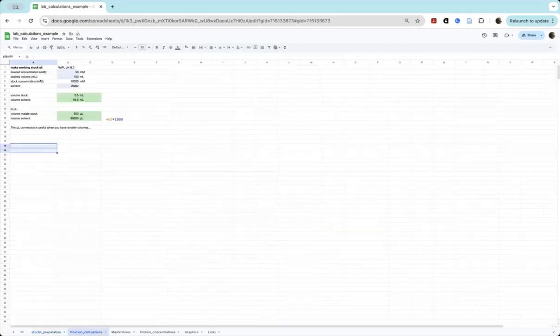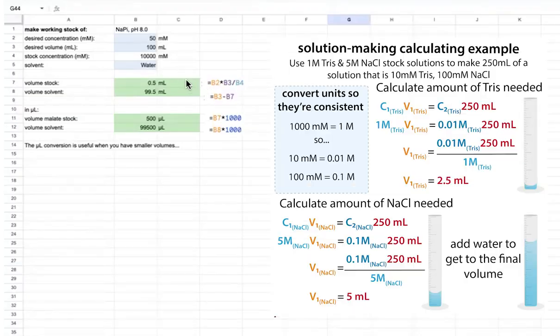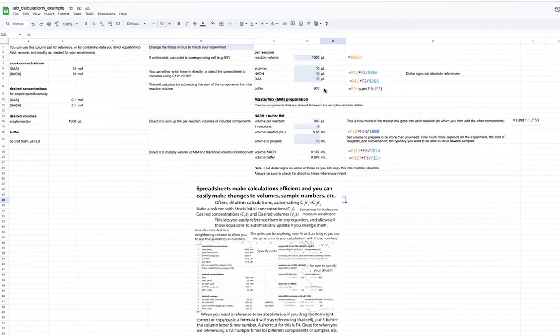You can also make dilutions of solutions that you already had. For dilution calculations here, it is just simple C1V1 equals C2V2. I have it set to do it in milliliters as well as microliters, and again, you can just change these things to meet whatever your needs are. So if you have your C1, your V2, and your C2, you can calculate your V1, the volume that you need.